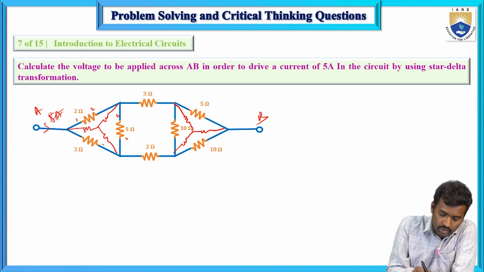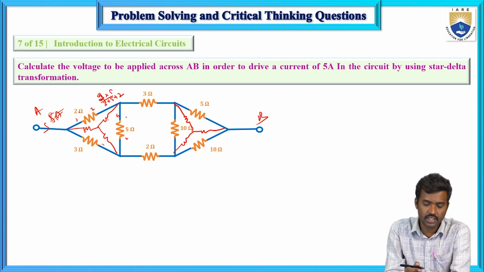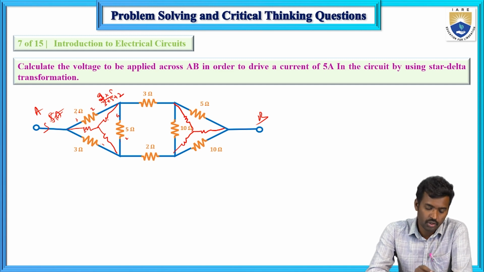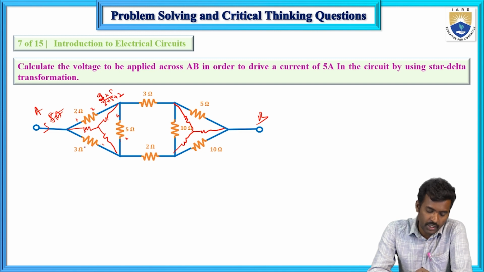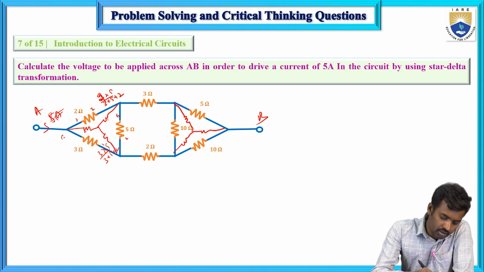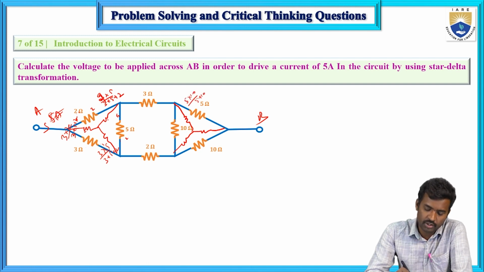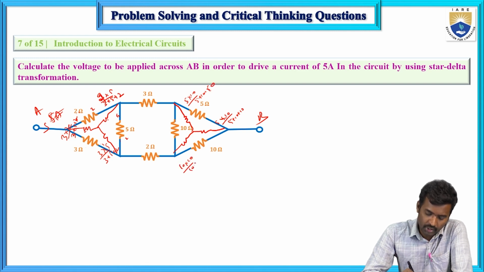So now this resistor equals 2 into 5 divided by 2 plus 5 plus 3. The rule is adjacent resistors multiplication divided by the summation of the three resistors. The next resistor equals 3 into 5 divided by 3 plus 5 plus 2, and the other resistor equals 3 into 2 divided by 3 plus 5 plus 2. In the same way, here 5 into 10 divided by 5 plus 10 plus 10, and 10 into 10 divided by 10 plus 10 plus 5.